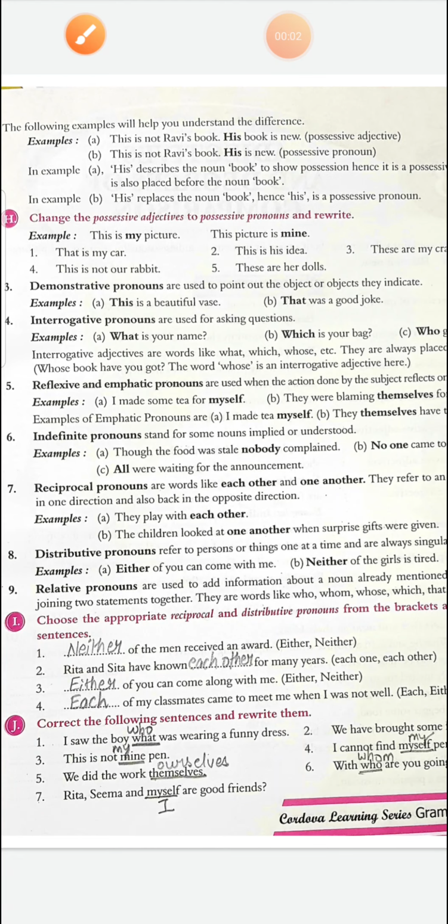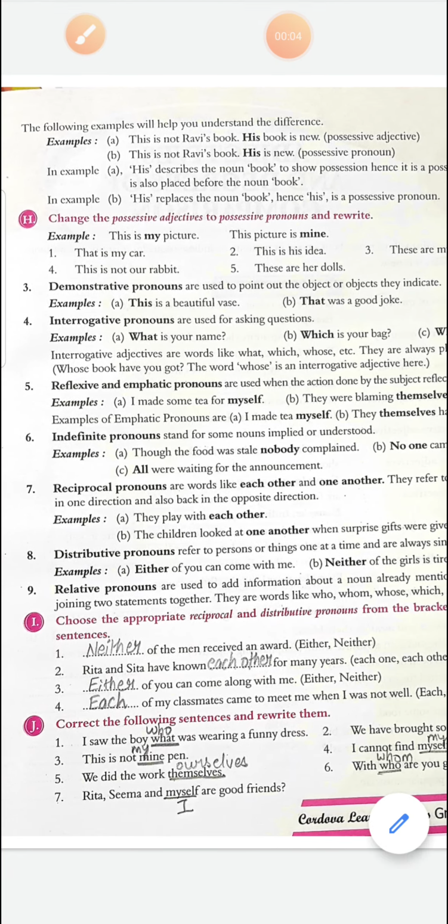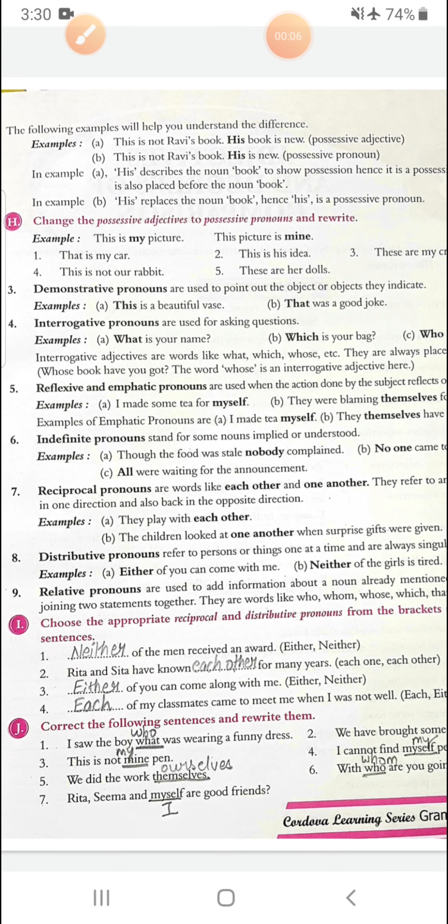Hello, class 8. This is your third part of your chapter Nouns and Pronouns. And in the last video, we have already started pronouns. And we have also done first and second kind of pronouns. Now we will start with the third one.